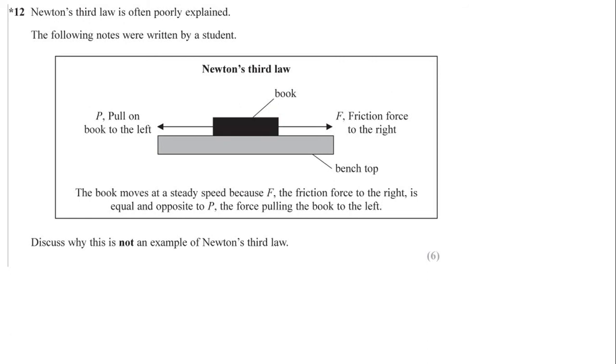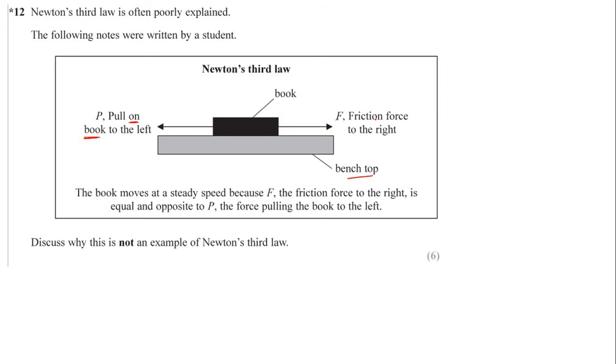Question number 12. Newton's third law is often poorly explained. The following notes were written by a student. So we have a block on a bench top. P is the pull on the book to the left. Pull on the book. Remember, these statements are important. These words are really important in Newton's third law. Pull by something on the book.